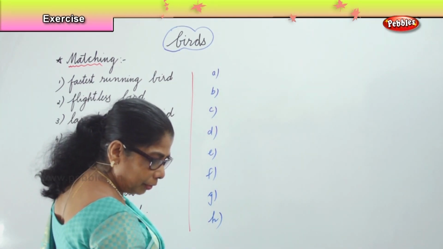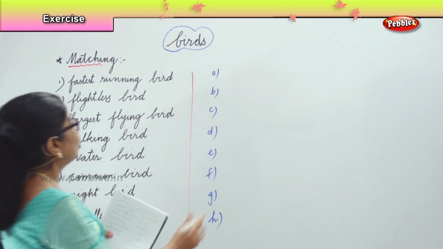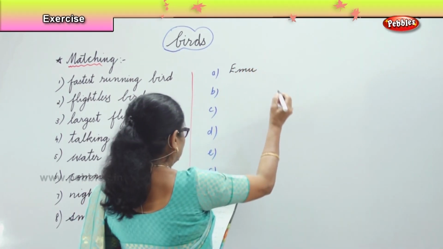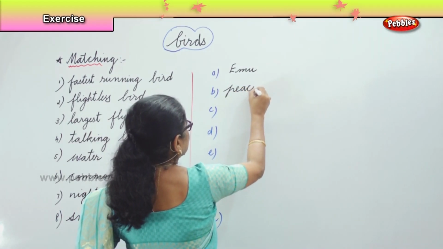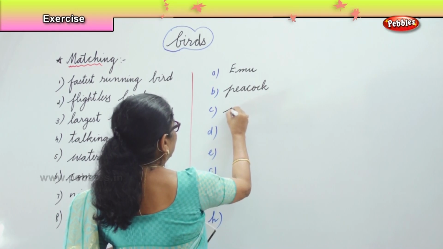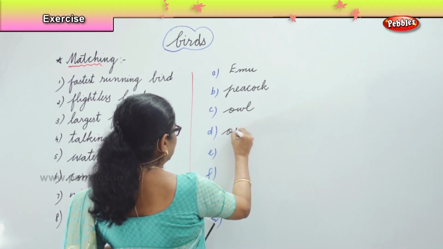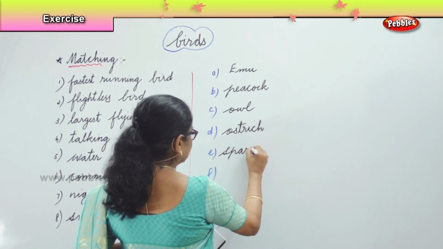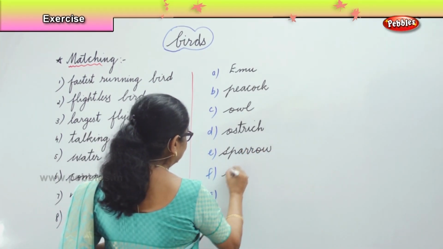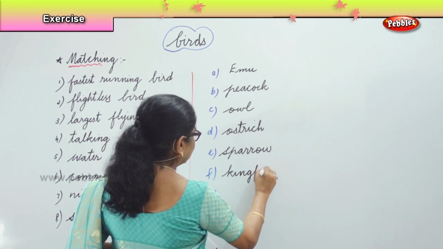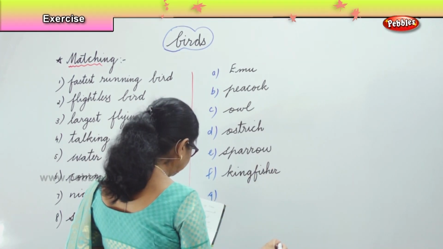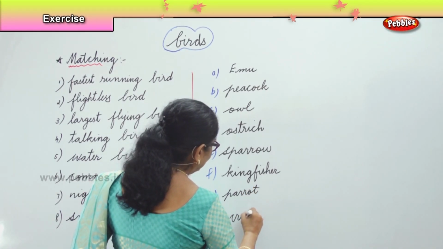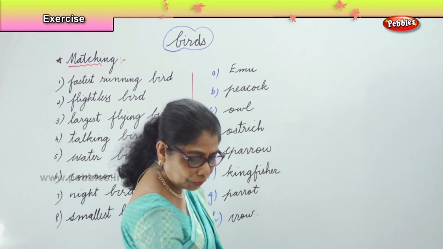Okay, now I put down some birds' names and you must be able to match them correctly. I have here emu, then I have peacock, owl, then ostrich, sparrow, kingfisher, parrot, and a crow. So now we are going to do some matching together.